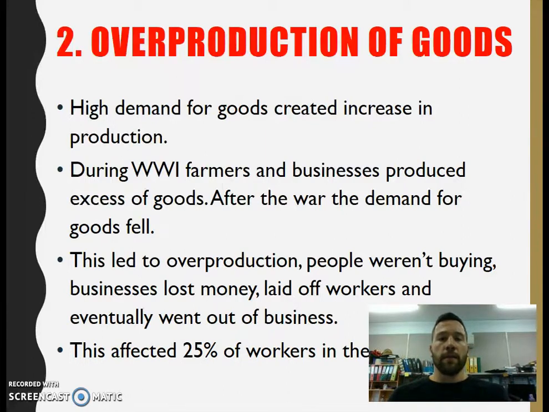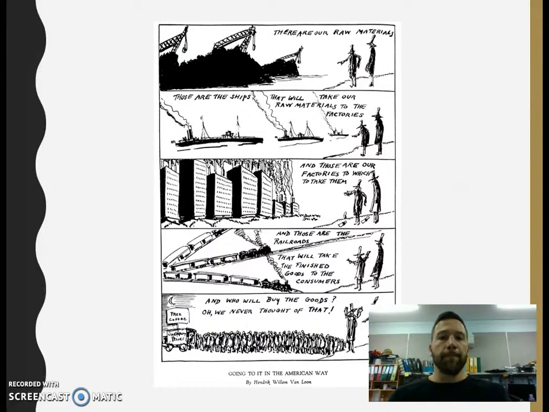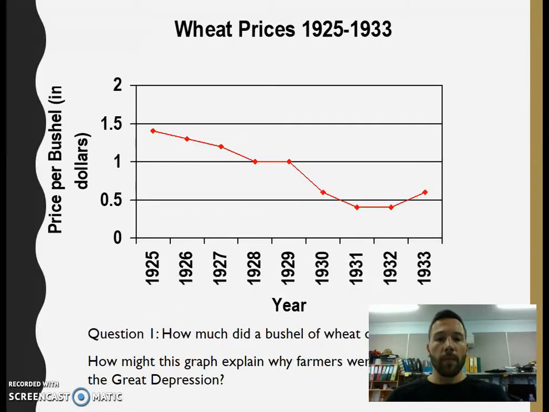And so there was this overproduction of goods, which meant that people weren't buying, so there were too many of these goods lying around. Eventually, people had to lose their jobs because there just wasn't enough production happening, and this affected, especially in the farming and food industries, around 25% of the workers in the United States. And so this cartoon shows the American economic machine going into overdrive, producing, but then who's going to buy the goods? There has to be someone at the other end to buy them, and that wasn't happening, which leads to this problem of overproduction.